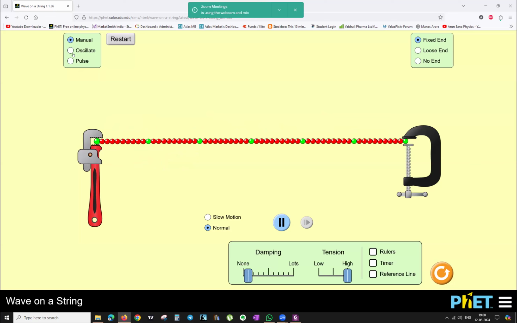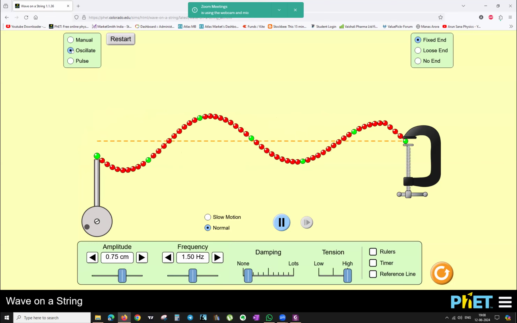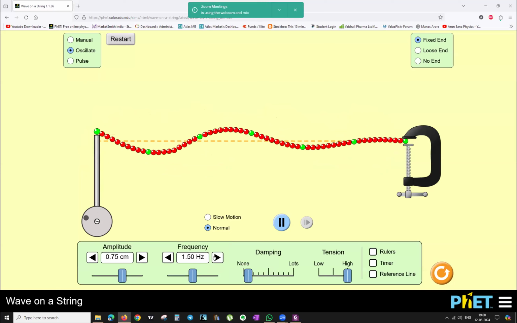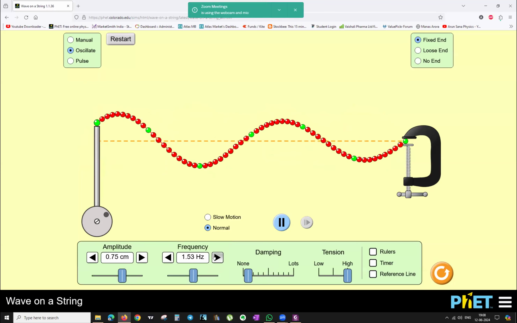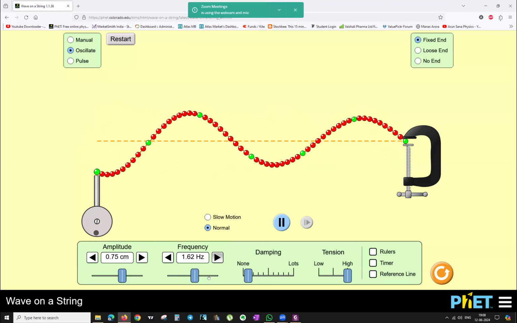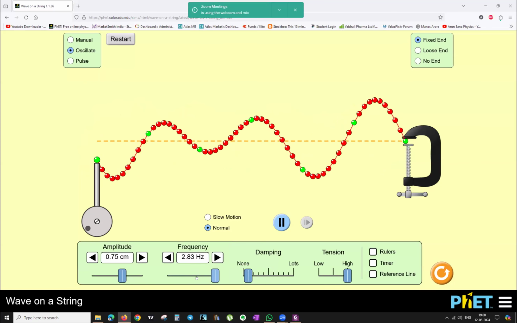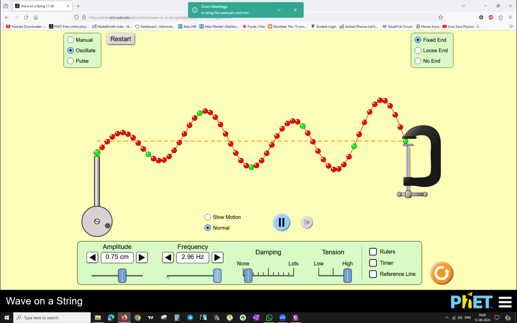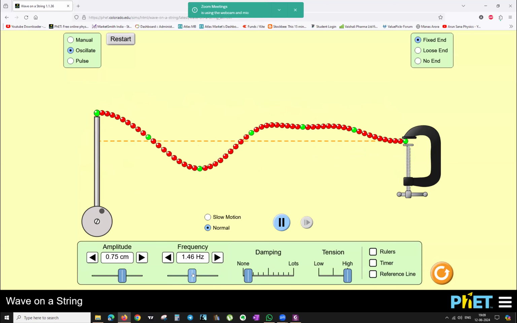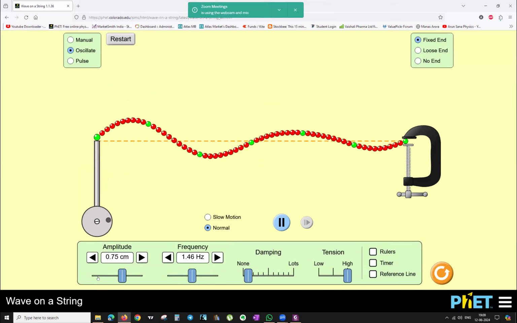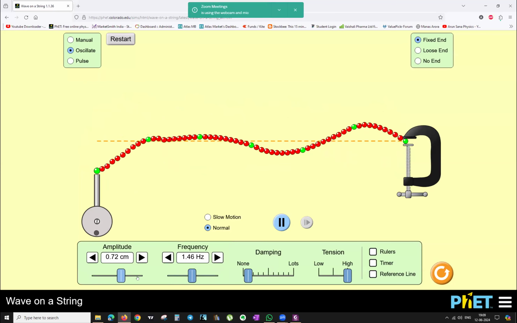Right. So, and I can have an oscillation there. I can increase the frequency. If I increase the frequency, it will start oscillating faster and faster. We'll have more closer. This is a low frequency. I can have high amplitude, low amplitude.